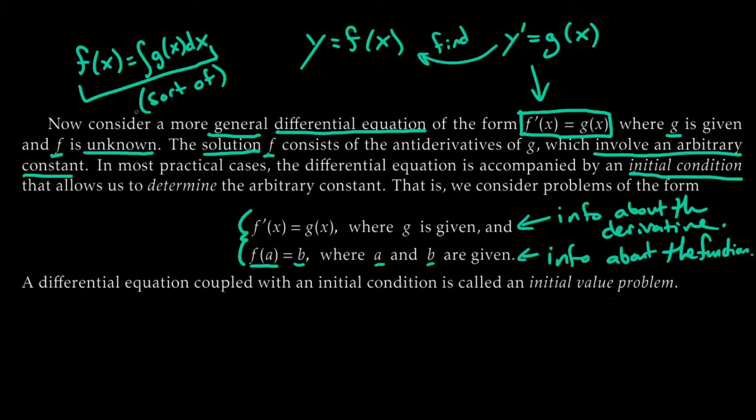Info about the derivative is enough to specify the function up to a constant. When we get information about the value of the function at a point, we have enough now to specify what that constant is. This type of problem is called an initial value problem, or frequently shortened to IVP. So IVPs are differential equations with one extra piece of data, and all that is the value of the function at one point. Let's try one out and see if we can do our first initial value problem.